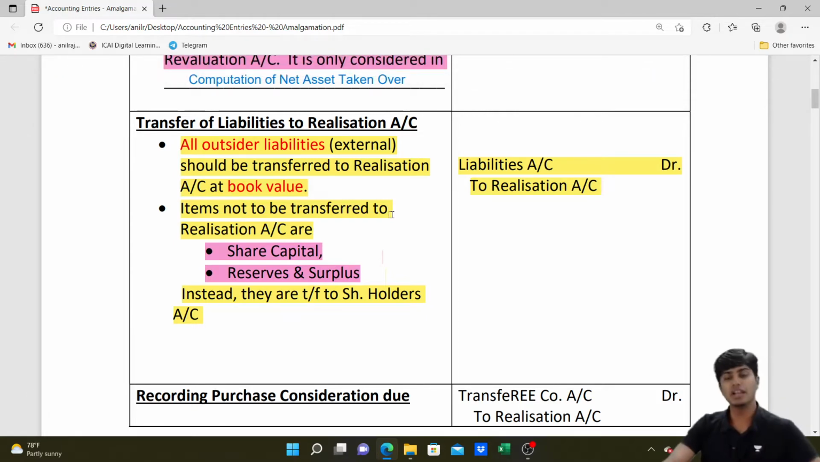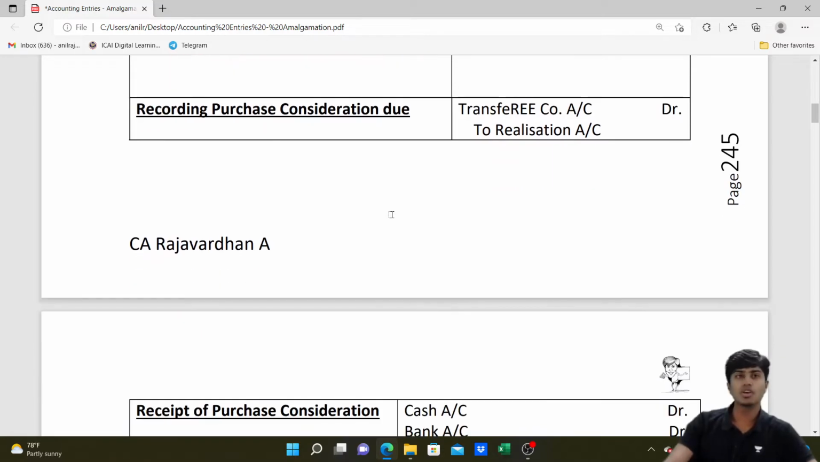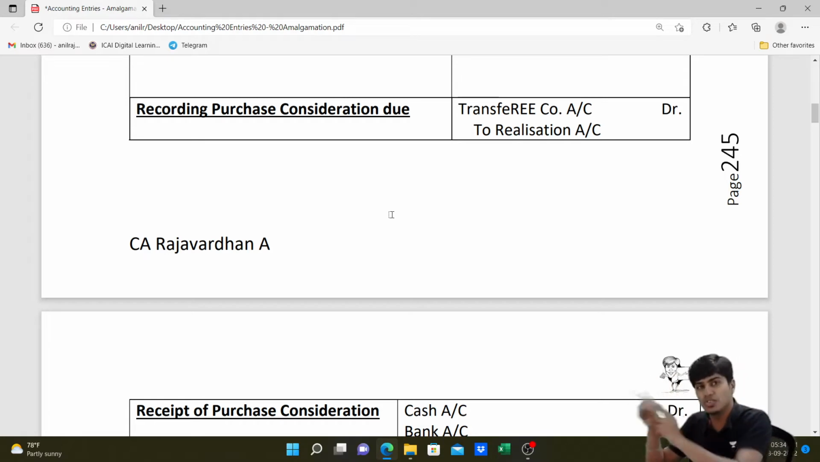Then going further, we'll write the entry for purchase consideration due. Now, we transferred all the assets and liabilities to realization. Now, realization is like a box, and this box will now be gifted to our transferee, and we'll ask money from transferee. Because this box of realization consists of assets and liabilities which are transferred to transferee, that box is going out.